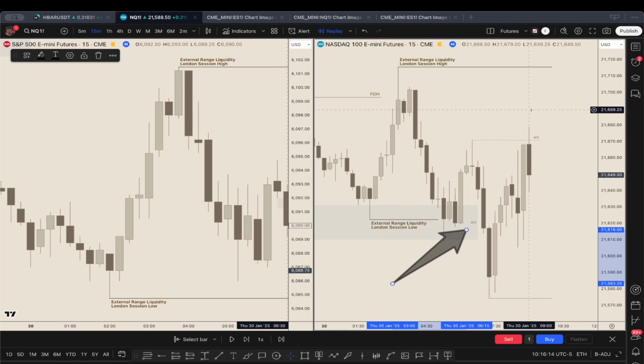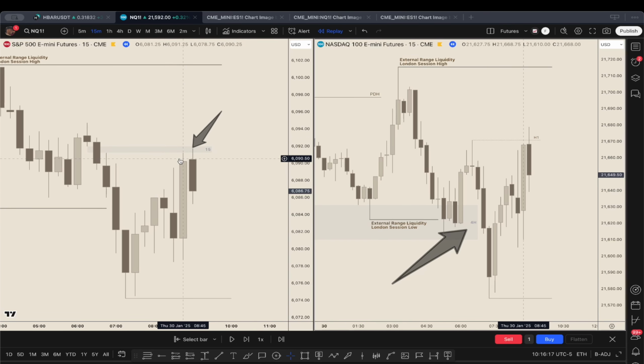So I wasn't sure yet who was in control. So what I was looking for was to see which one of these would fail. And the fastest one that would fail first would be the 15 minutes, simply because it's a lower time frame gap, right? The lower the time frame of the fair value gap, the sooner you'll see whether it holds or fails.